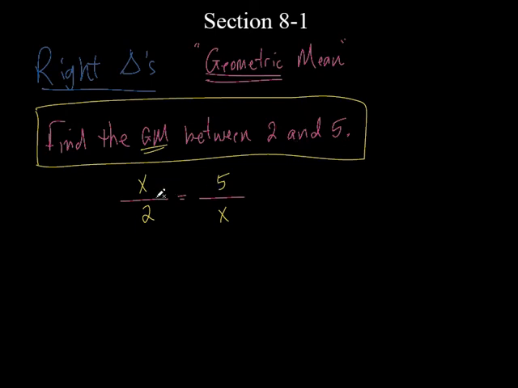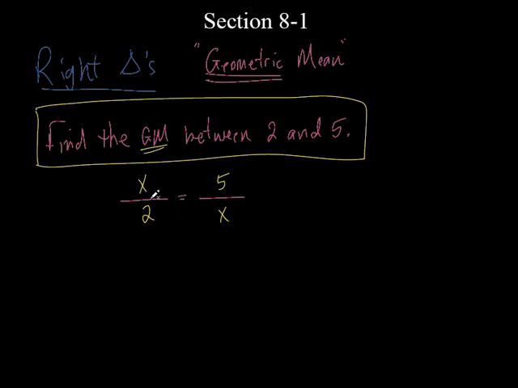So this is how you would set it up. You put your little fraction bars equal in between, put an x at the top of one, and put an x on the bottom of the other one. Everybody see that? So they're diagonal to each other, and stick the 2 and the 5, or whatever numbers they give you, in the other two spots. Now what we can do is we can actually solve for x.